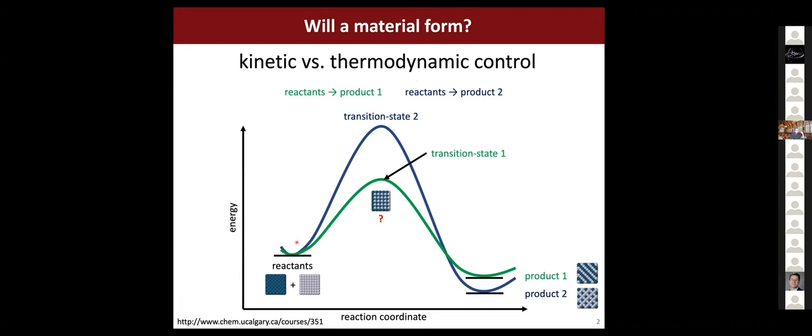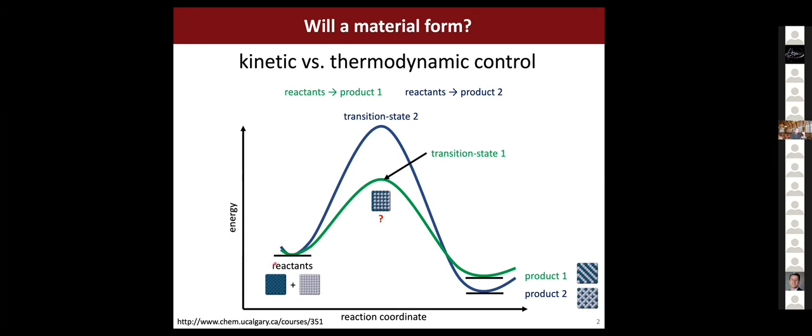Here we have two different components. We have pure blue atoms here and pure white atoms, just for two arbitrary materials, and they're going to mix together. And then we can follow the reaction as it goes from the reactants to the products. So you'll see that there are two possible outcomes, product one and product two. And here this y-axis is the energy.